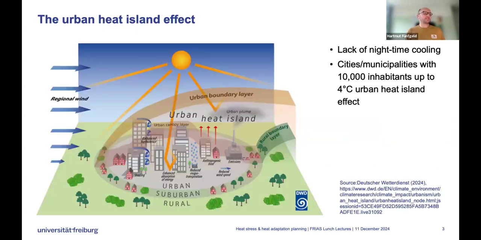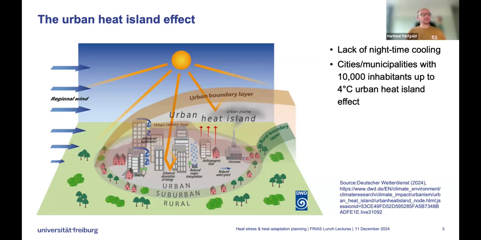So, why is this a problem? Well, the urban heat island effect is probably something that some of you are familiar with. Essentially, the built environment heats up through storing thermal energy in the daytime. In particular, concreted surfaces heat up very significantly. And then it depends a lot on wind patterns and fresh air flows during the night. If that is not sufficient, then there is a lack of nighttime cooling.